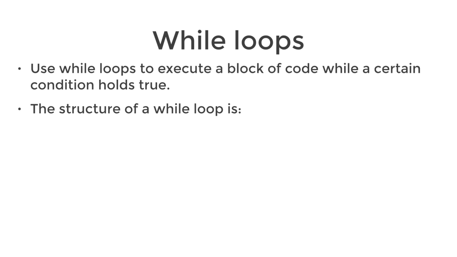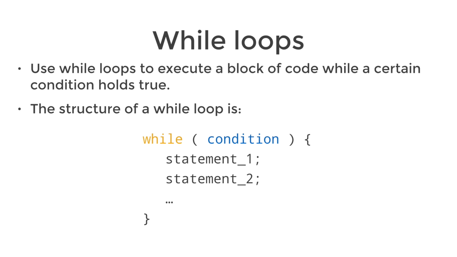The structure of a while loop is while, condition, and then between the two braces are the statements that get executed while the condition holds true.